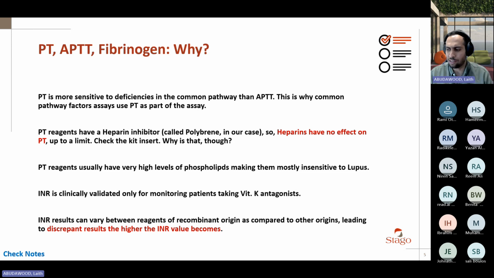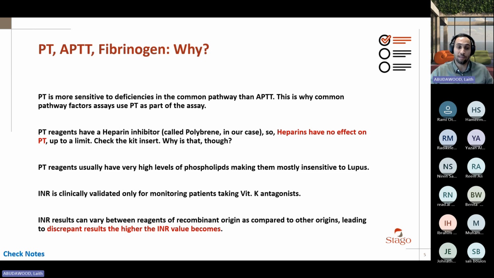Now, the point is, you might ask, why do I even need a heparin inhibitor? If the patient has heparin, I would like to know. Keep in mind, PT is primarily used for screening and for warfarin monitoring, vitamin K antagonist monitoring. When you do warfarin monitoring, I don't want heparin to be an interfering source, because with some patients, when you start giving them warfarin, you have to give them heparin at the same time.